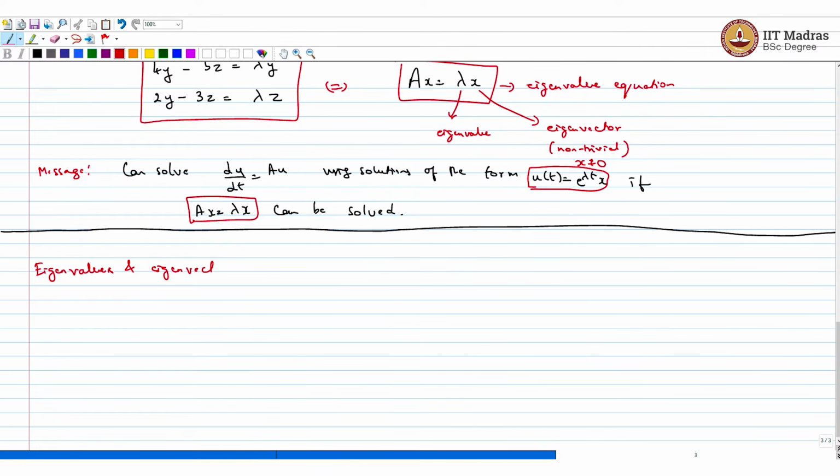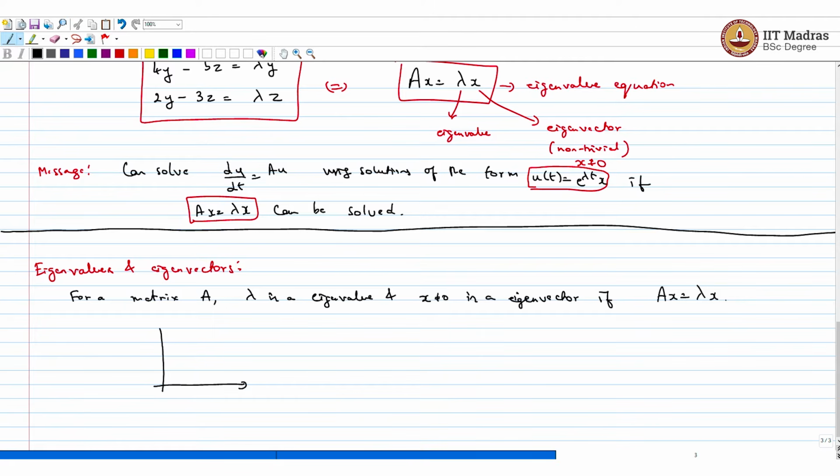Definition. For a matrix A, lambda is an eigenvalue and x is an eigenvector if Ax equals lambda x. So, this is the eigen equation.